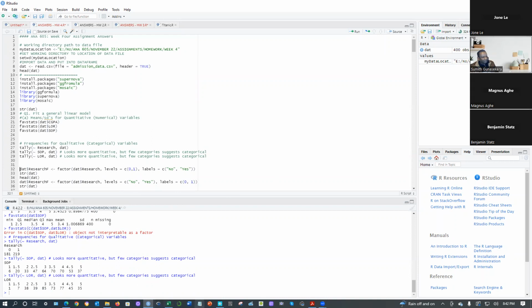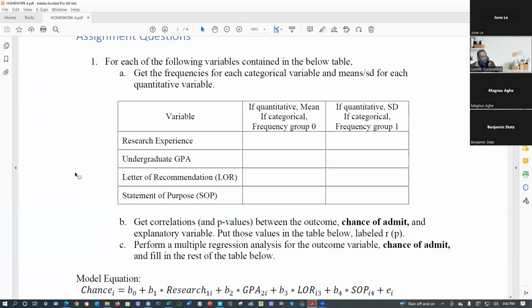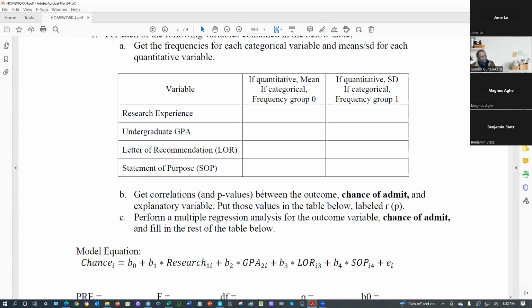And as usual, get the frequency for each categorical, and get the correlations between the outcome, chance of admit, and the explanatory variables. Put those values in the table below, label RP, perform multiple regression. Now we're talking about instead of regular regression, you're gonna add all other variables together, called multiple linear regression.